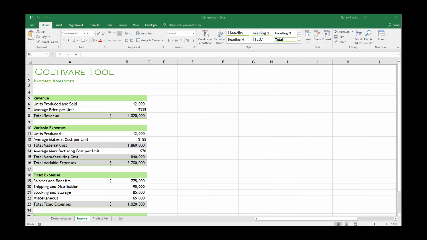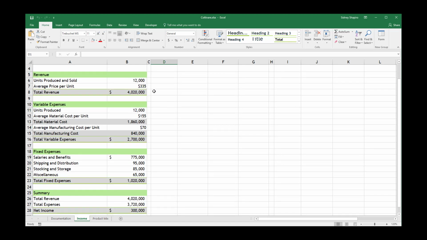Okay, so first in 10.5 on page 601, we're going to look at 12,000 units produced. The average price per unit is $335, and that means that we're going to make $4,020,000 by selling 12,000 mowers at $335. Okay, so that is our revenue.